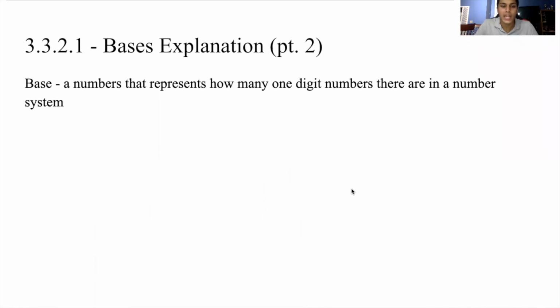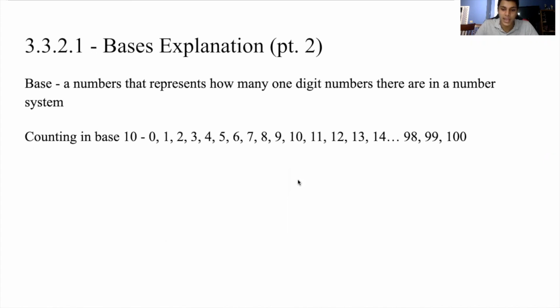Then the other way I explained bases is by talking about how you count in different bases, and the fact that a base represents how many 1-digit numbers there are in a number system. So we talked about counting in base 10, where when you get to 9, then you move to the next number, which has to be 2 digits because there's no 1-digit number greater than 9. And when you get to 99, you move to 100 because there's no 2-digit number greater than 99. And the reason why is because in base 10, you only have 10 1-digit numbers, which are 0, 1, 2, 3, 4, 5, 6, 7, 8, and 9.